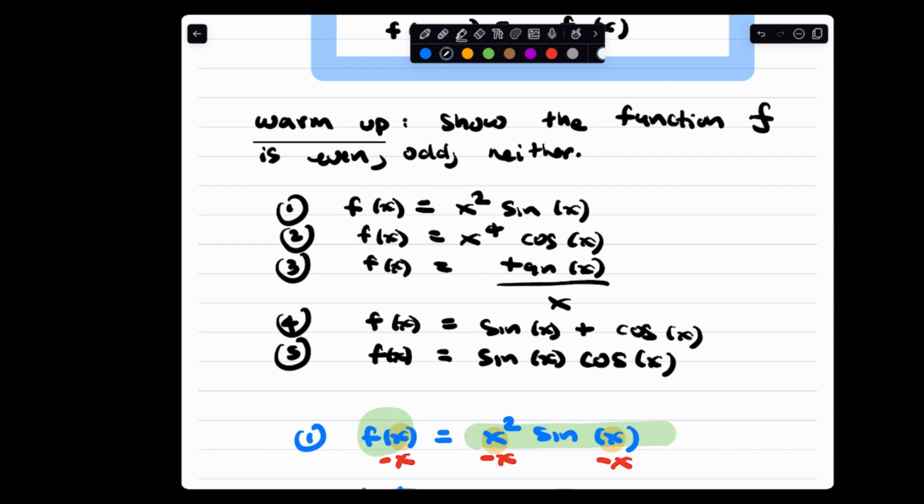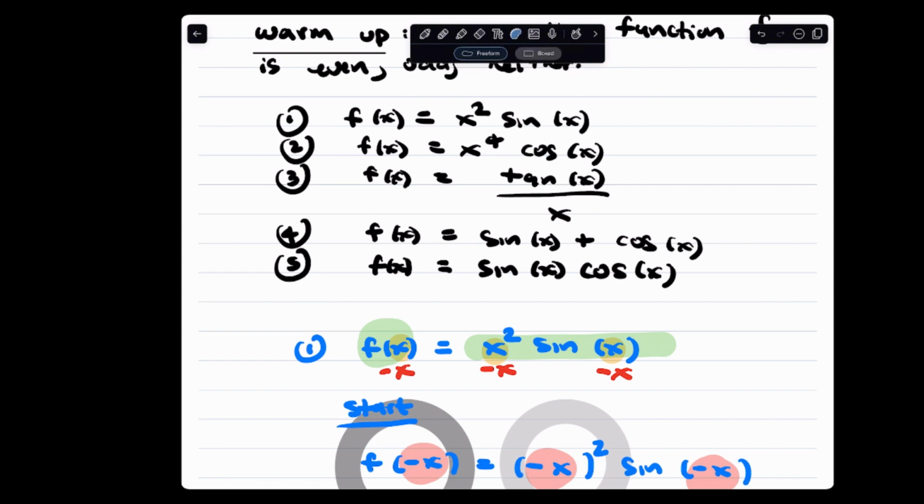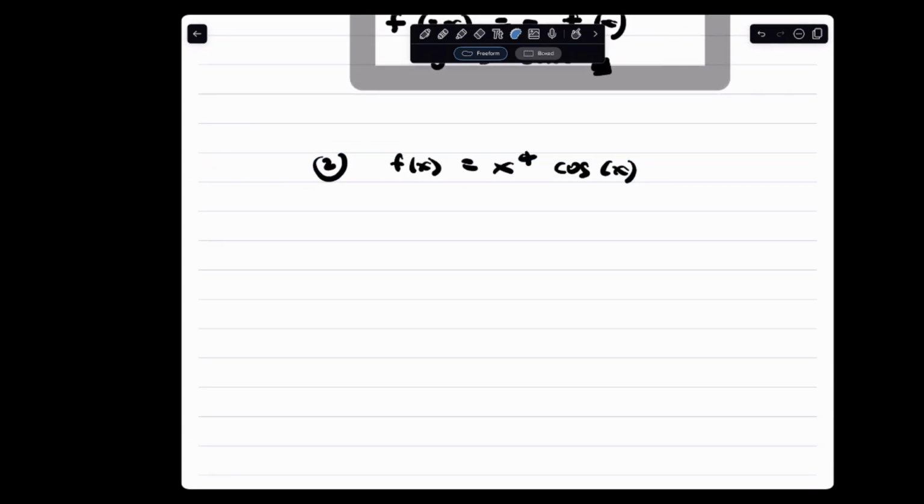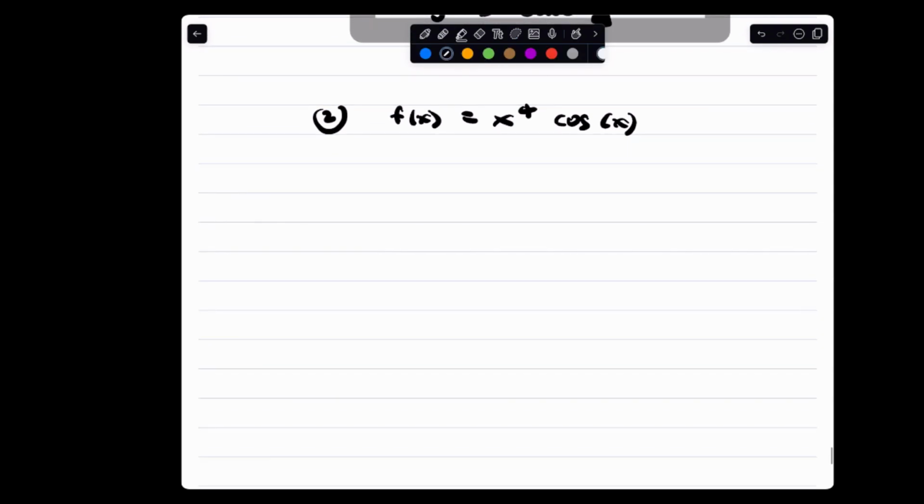Okay, ladies and gentlemen, let's try to go over these here. We're going to try number 2 now. Remember the process always starts by doing what? Replace that x with a negative x, okay? So you now start here. You say f of negative x now is going to be negative x to the 4th power cosine minus x. Is that true?